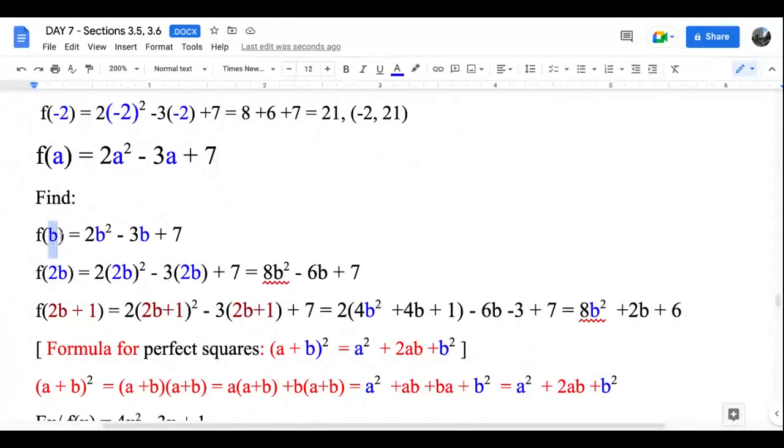We can find f of b. Just do 2b squared minus 3b plus 7, basically changing x to be b. We could do f of 2b, changing x to be 2b: 2 times 2b squared minus 3 times 2b plus 7. To simplify, 2b squared without parentheses is 4b squared. 4 times 2 is 8, so we get 8b squared. Then minus 3 times 2b is negative 6b. Plus 7 is still plus 7.